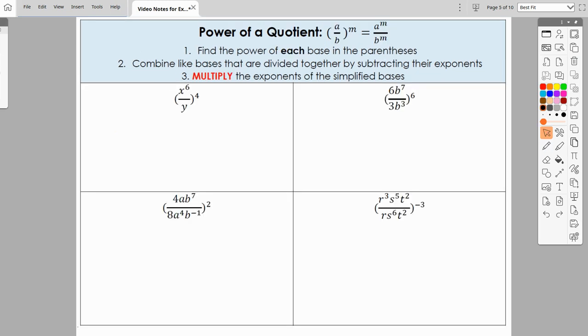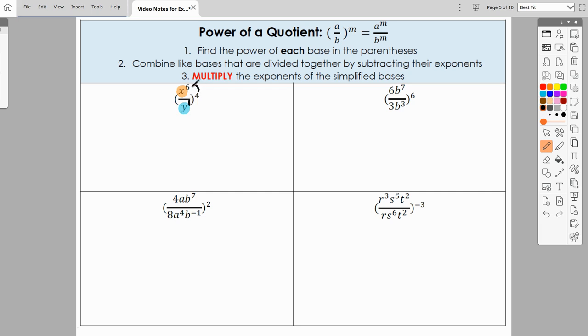In the next section, power of a quotient, we want to find the power of each base in the parentheses, combine any like bases that are divided together by subtracting those exponents, and multiply the exponents of these simplified bases. So what that means for example number 1 is I go ahead and again find each base inside. Looks like I have 2 different bases, one with the letter x to the power of 6, and one with the letter y, and that would be to the power of 1. Remember, when it's not written, we put a power of 1.